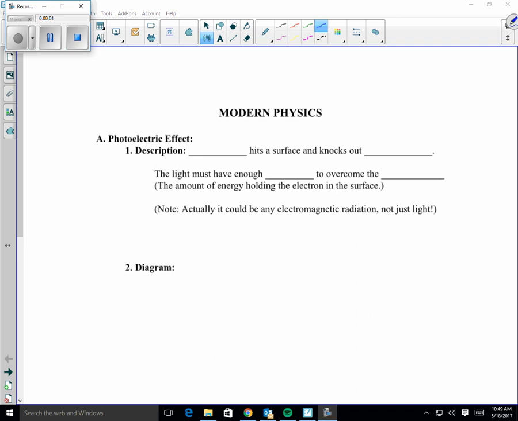Our last unit's on modern physics. Modern physics started in about 1900 when they started noticing that very strange things happen when they were looking at small things like electrons. And the first place they saw was something called the photoelectric effect. The photoelectric effect is when light hits a surface and knocks out electrons.